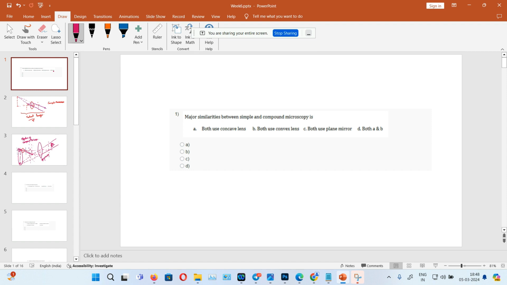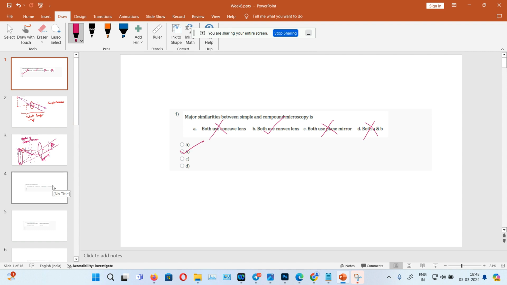The similarities between simple and compound microscopes: both use a concave lens? Actually, they are not using a concave lens at all, so that is not correct. Both use a convex lens. That is actually correct, they are using a convex lens. Both use a plane mirror? None of them is using a plane mirror, so that's wrong. So the correct answer is B. Okay.